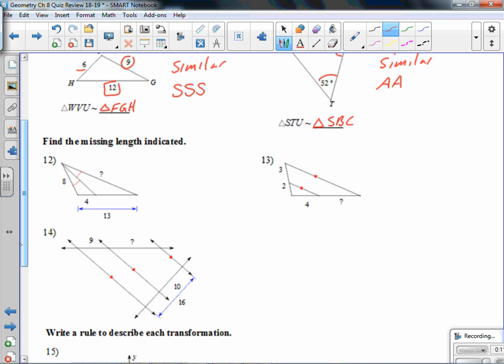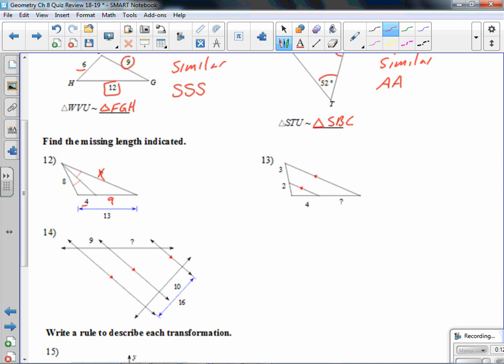Alright, 12 through 14, we're finding the missing length indicated. And number 12, we've got an angle bisector, because these two angles are the same. When we have an angle bisector, the two parts that it splits the opposite side into are proportional with the two sides of the triangle. So, since the whole thing is 13, and that part is 4, then 13 minus 4 is going to give us 9 for that section.